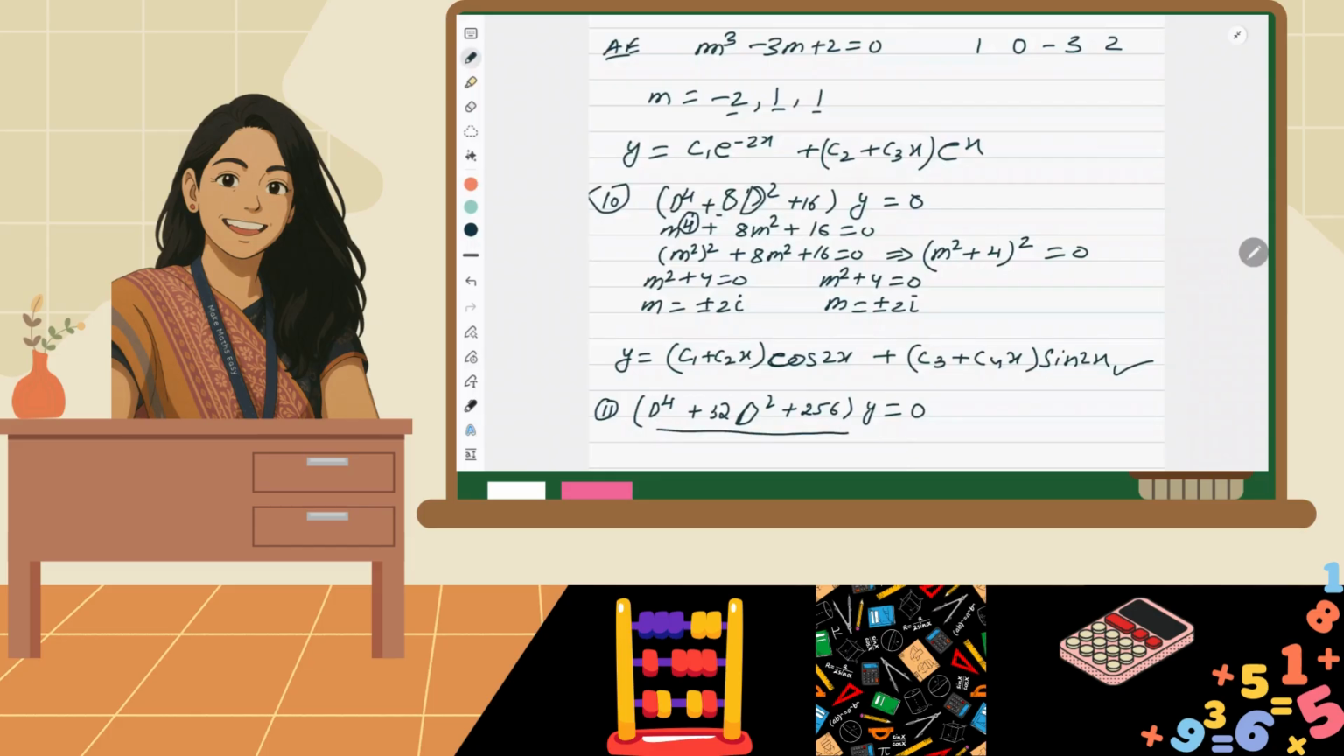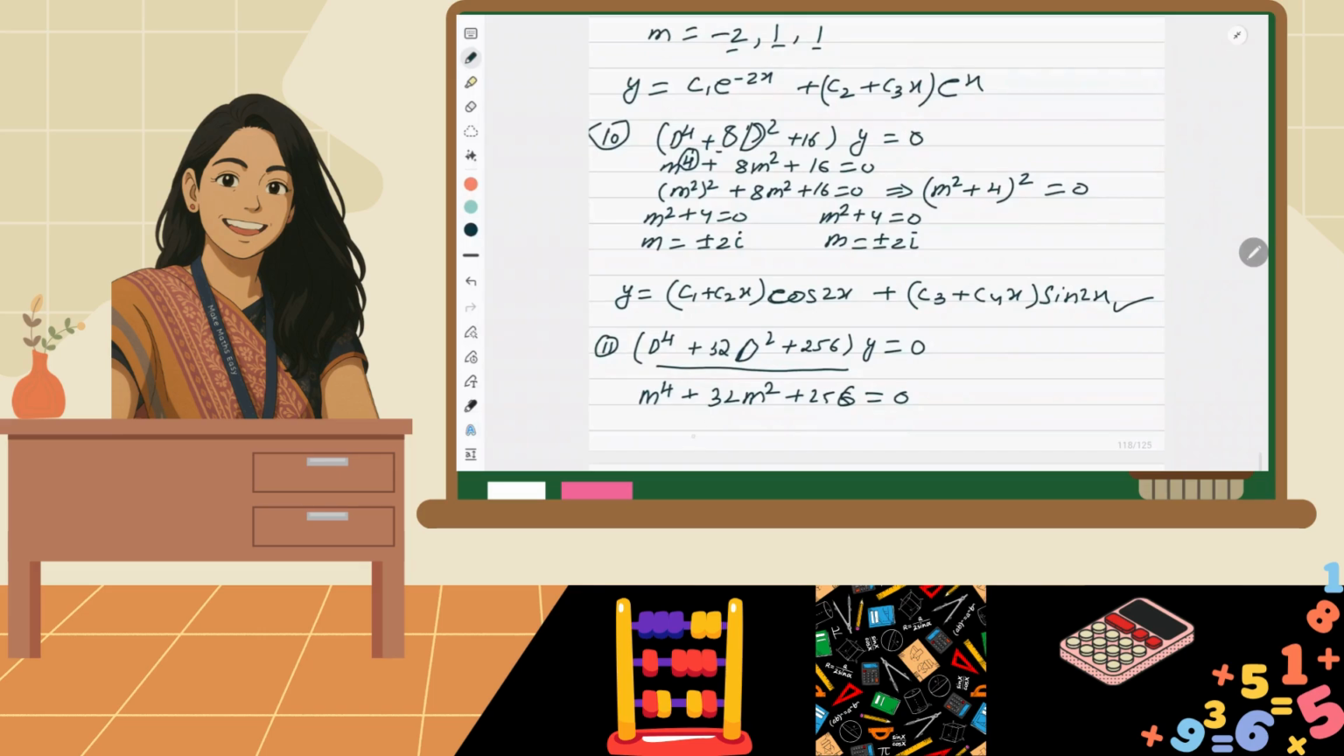This is another question. Exactly same. This will become auxiliary equation m4 plus 32m square plus 256 is equal to 0. So this also you can write as (m square plus 16) whole square is equal to 0. So this will give you m is equal to plus minus 4i 2 times. Right. So here also your answer will be like this: (c1 plus c2x) cos 4x plus (c3 plus c4x) sin 4x. This will become your answer.